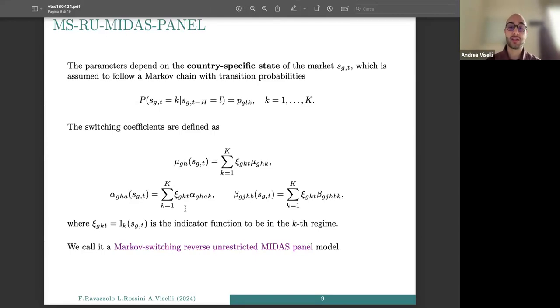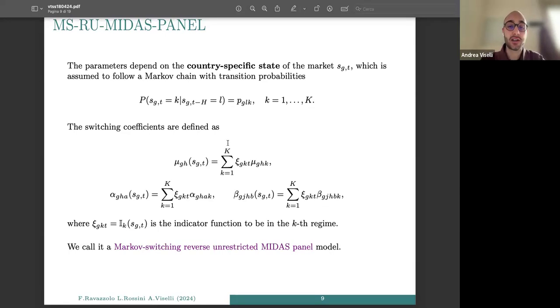As I mentioned, the parameters in our model change according to a state variable whose evolution is governed by a Markov chain with transition probabilities given by p_g,lk. These probabilities are equal to the probability that the state is equal to k at time t, given that at time t-1 it is in state l. And in general, this state variable runs over the days and not over the hours.